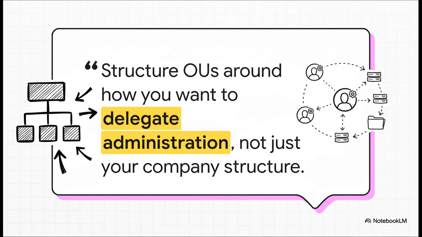So this is the crucial point, the one thing to really take away. Don't just mindlessly mirror your company's org chart. Your OU structure should be designed with one single goal in mind: making delegation simple and effective. You have to think about who needs to manage what, and then build your structure to support exactly that.